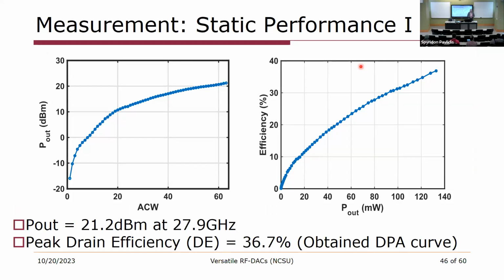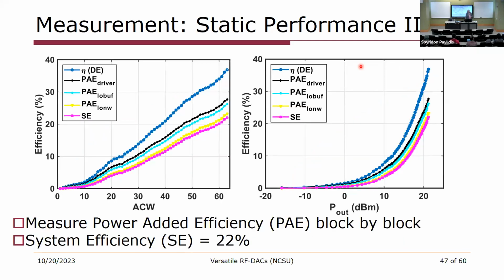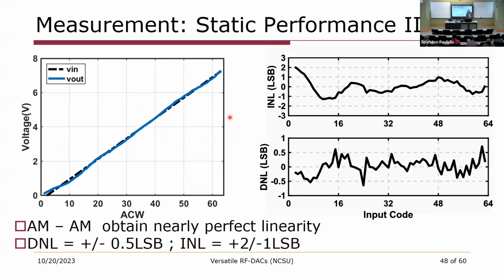So we get 21 dBm out at about 28 gigahertz. Peak drain efficiency is 37%. And we break it all the way down to system efficiency. So you can see the drain efficiency, and then where we're losing our efficiency in the drivers, LO buffers, and such. Our system efficiency is about 22%, which is pretty good. I'll tell you why in a moment.